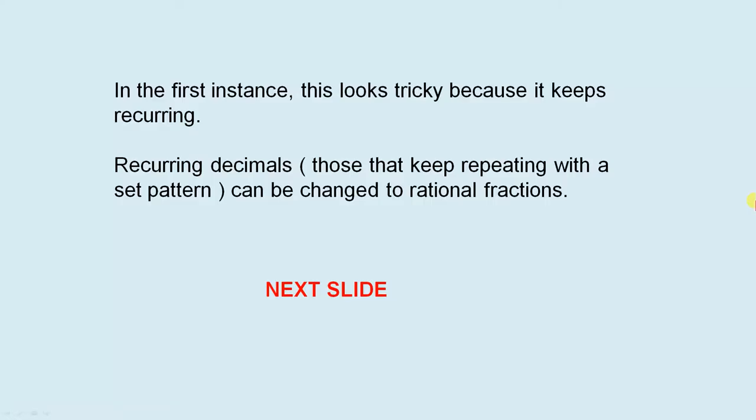In the first instance, this looks tricky because it keeps recurring. Recurring decimals, those that keep repeating with a set pattern, can be changed to rational fractions. Now let's see how we do that on the next slide.